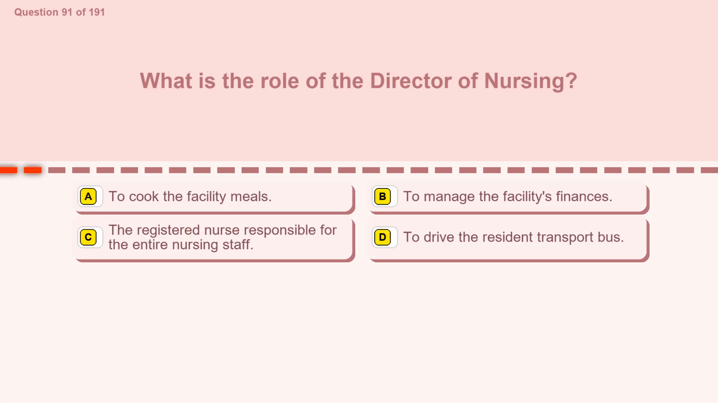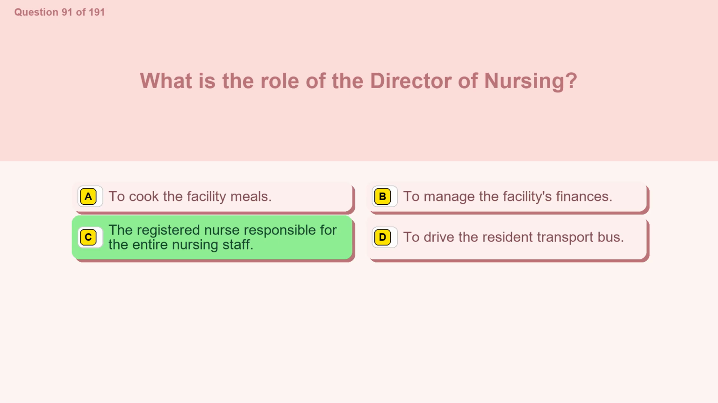Question 91. What is the role of the Director of Nursing? Option A. To cook the facility meals. Option B. To manage the facility's finances. Option C. The registered nurse responsible for the entire nursing staff. Option D. To drive the resident transport bus.